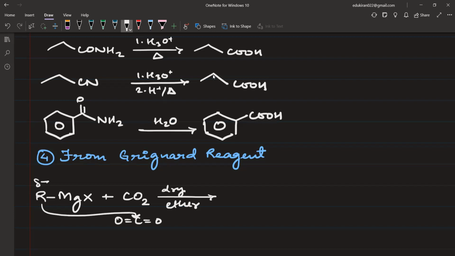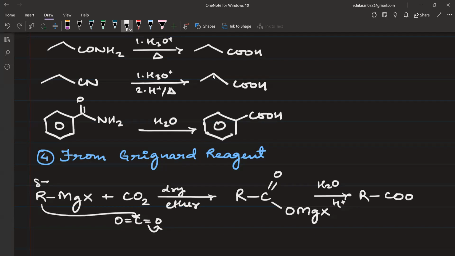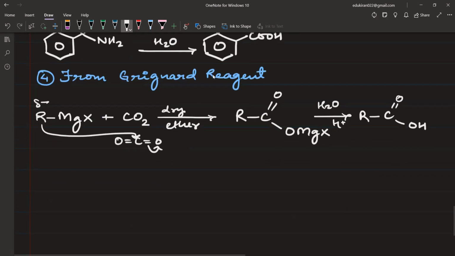Okay, so you will get C, the double bond O is as it is, and you have an R group attached to the carbon of carbon dioxide. One of the oxygens gets O negative, and to neutralize the O negative we have MgX. Then you add water. In the presence of acid, you will get RCOOH. ठीक है, तो यहाँ पे आपके पास एक C double bond O था, and then you have OH. So this is also a two-step reaction.